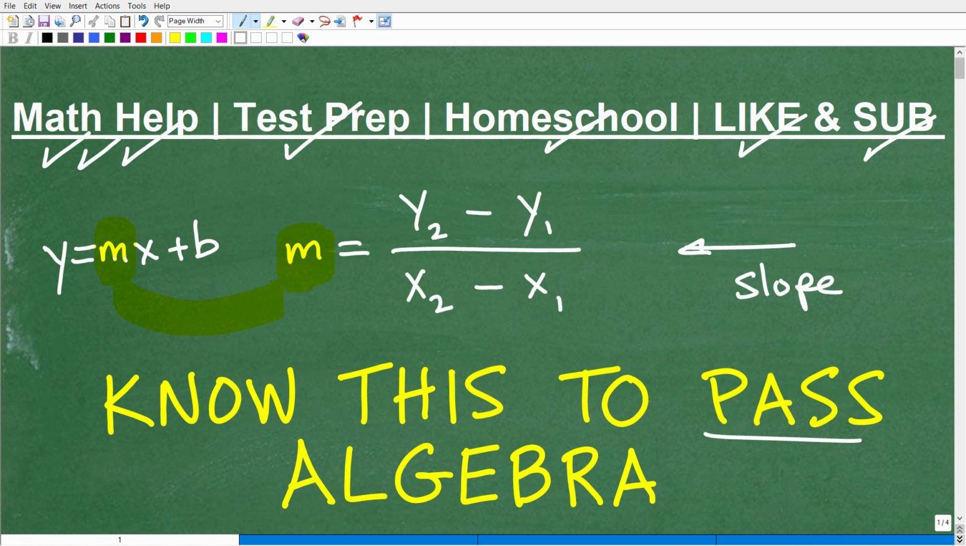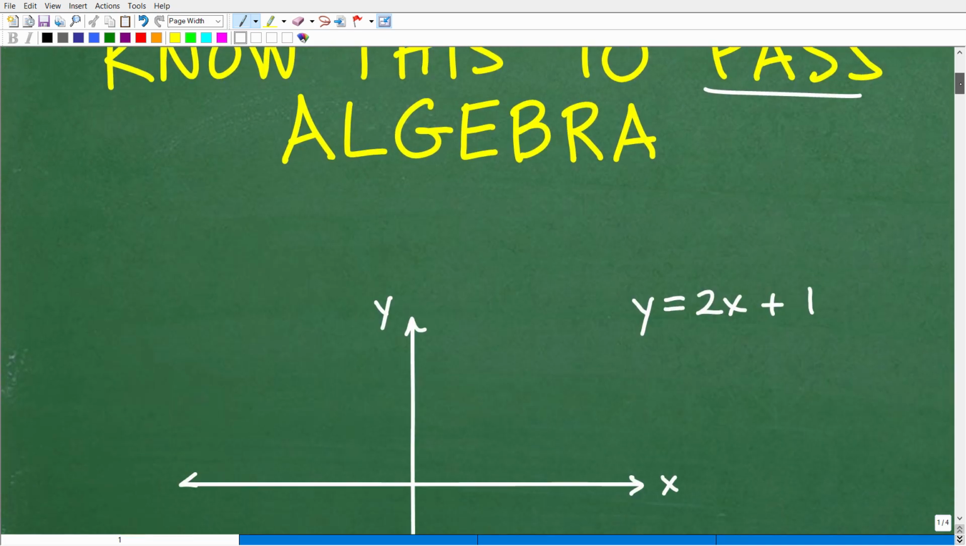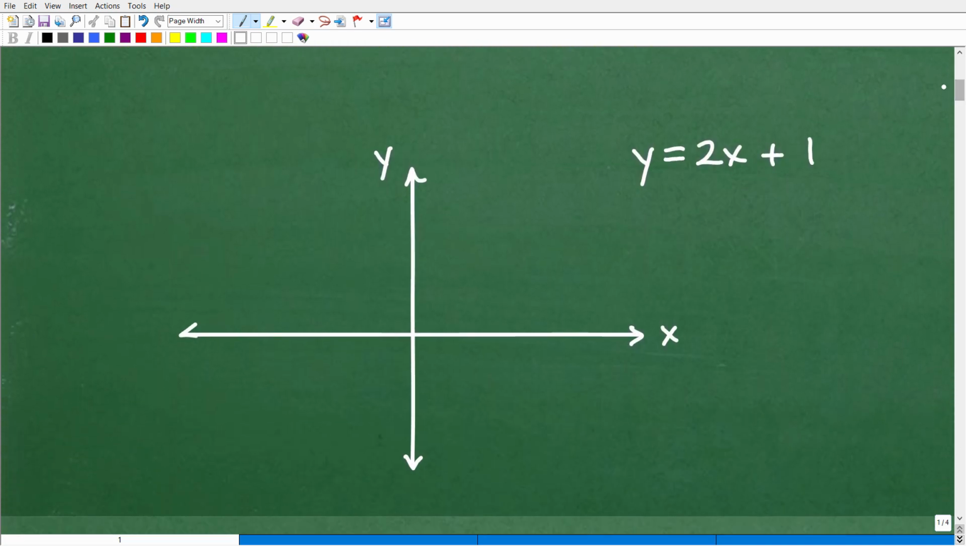But anyways, let's get into the slope of a line. And I want you to be asking yourself as I review this, how much do you think you know about the slope of a line? It's extremely important that you know a lot. But let's go ahead and start from the very basics.